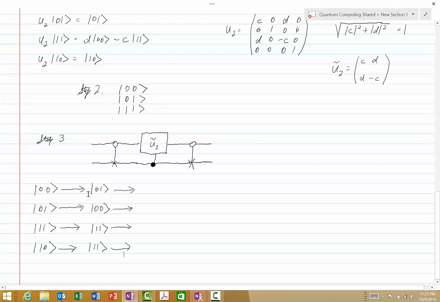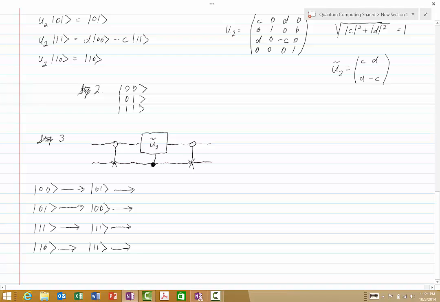And now each of these will enter this controlled gate. Now what's happening to the second bit is nothing. The second bit will always be passed through, but the first bit may be altered. It depends on the value of the second bit. When the second bit is 0, nothing happens to the state.